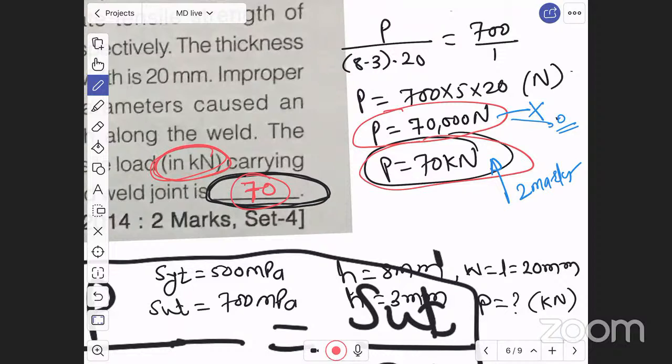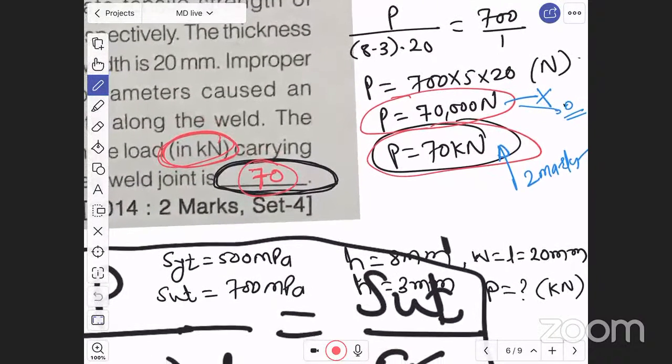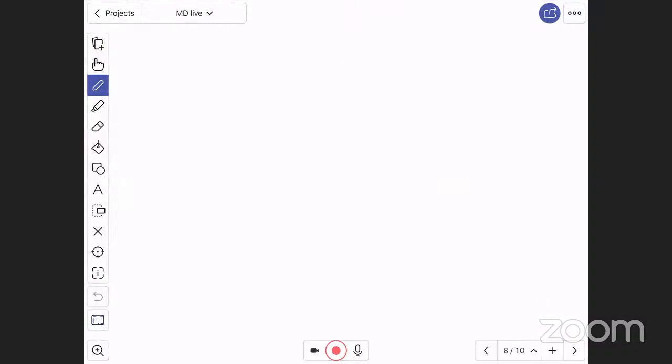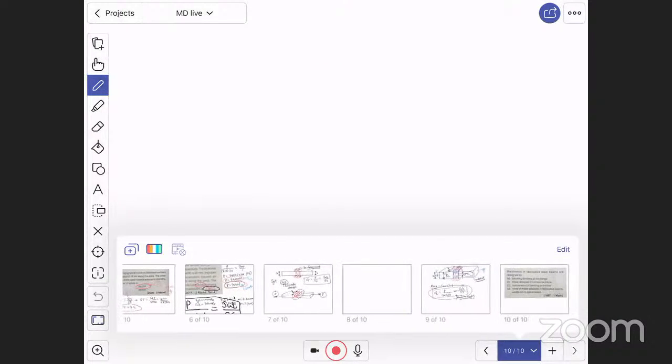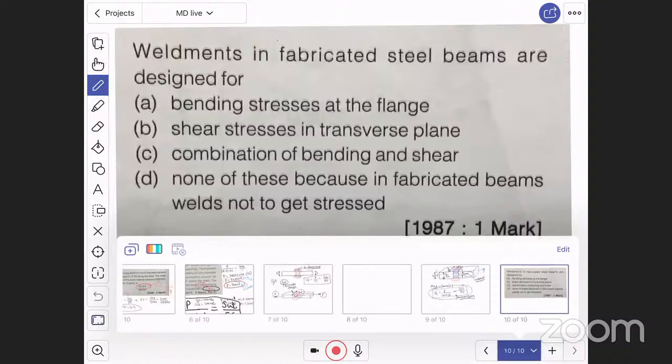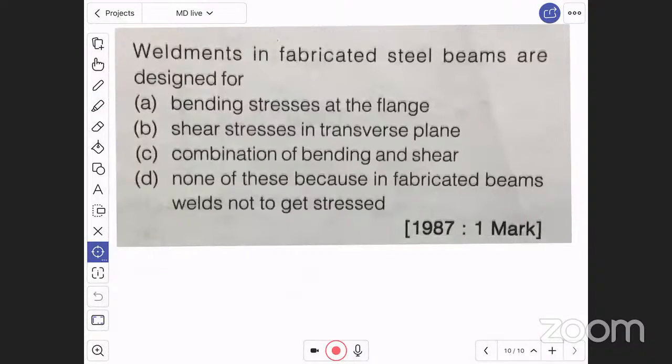After this, let us go for the next question. See, this question was asked in GATE 1987. See, the age of the question is more than my age, right? Because I am from 89 and the question is from 87.